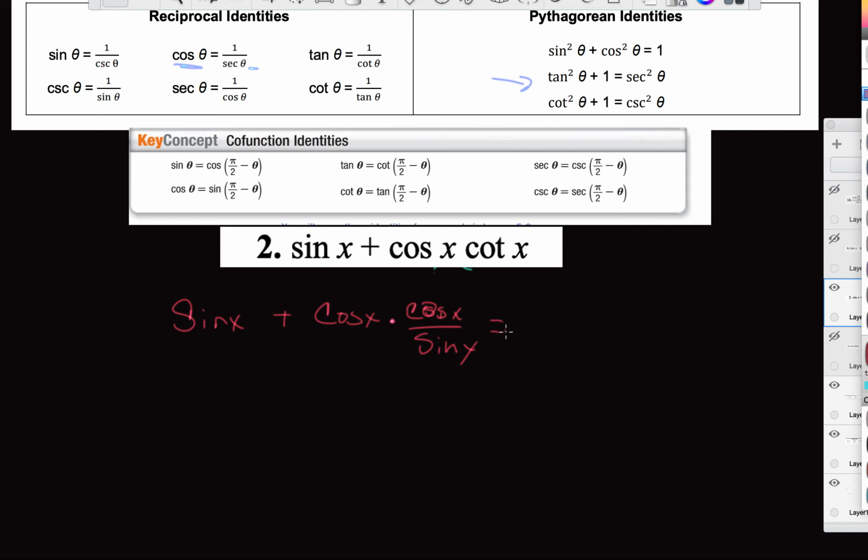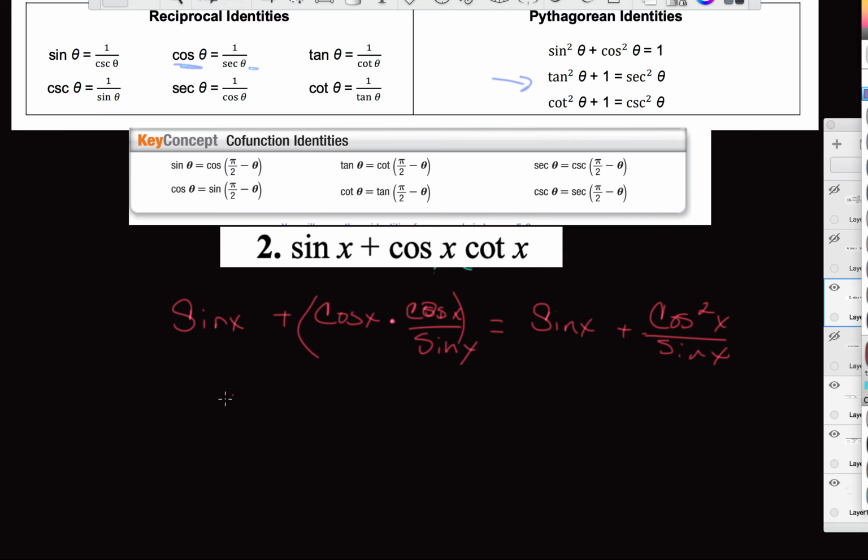It's going to be basically the same thing. So I'm going to put this in parentheses so I know that I'm going to be putting those together. That's that multiplication. So right now I have sine x plus cosine squared x over sine x, right? That was cosine times cosine. But I need a denominator here. I can't add these two things here, so I'm going to multiply this by sine over sine, right? That's how we do it.